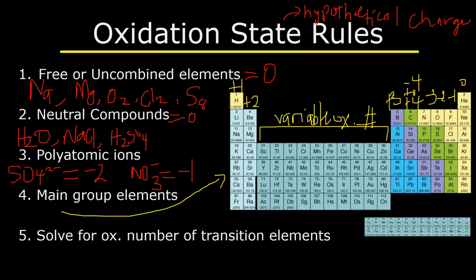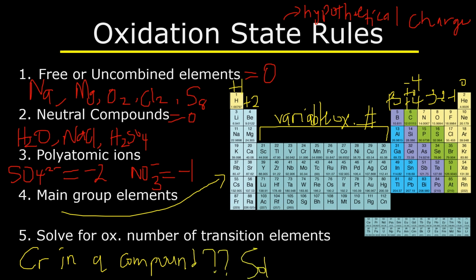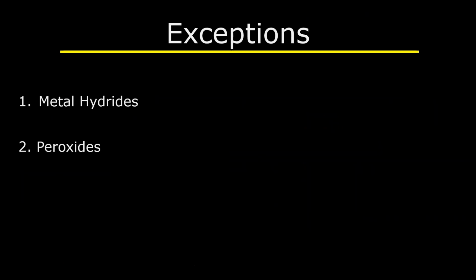And then for the transition elements, we already know that they have the ability to form many different types of charges. So we usually have to solve for the oxidation number of transition elements. So something like Cr, they would ask, what's the oxidation number of Cr in a specific compound? Well, we can't easily answer that. So we usually have to solve for it. And we're going to work on that very soon. But before we do the calculations for unknown oxidation numbers, I do want to talk about a couple of exceptions.